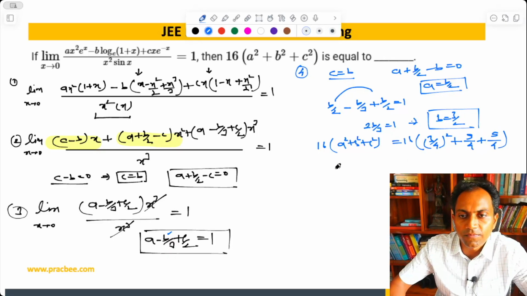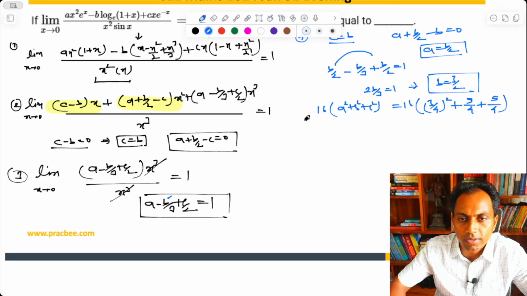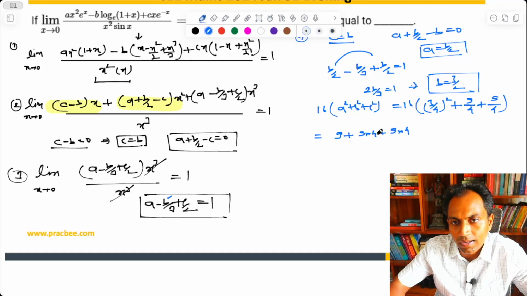So if I simplify this, let us see what I get. If you multiply 16, the first term would be 9, the next term would be 9 into 4, and the next term again would be nothing but 9 into 4. As a result this becomes 36 plus 36, 72. 72 plus 9, that is equal to 81. So the answer to this question becomes 81.